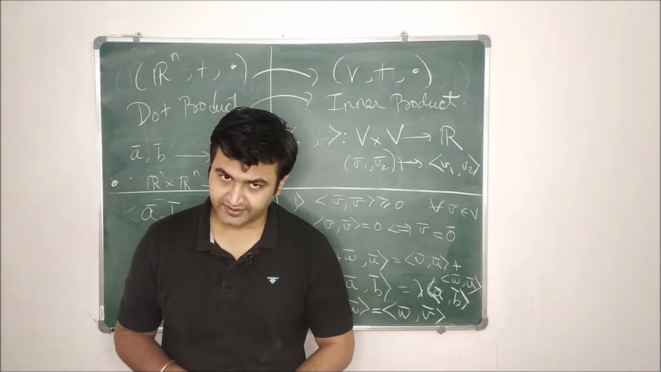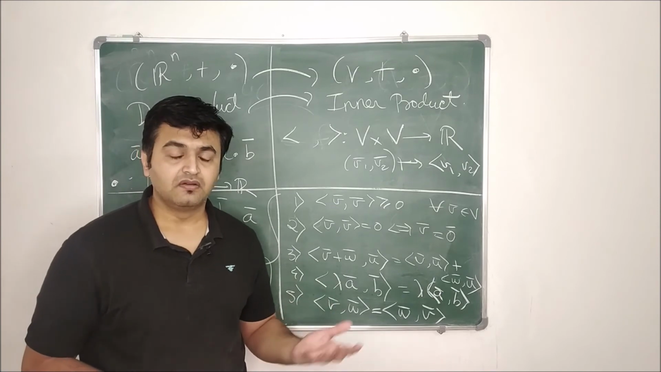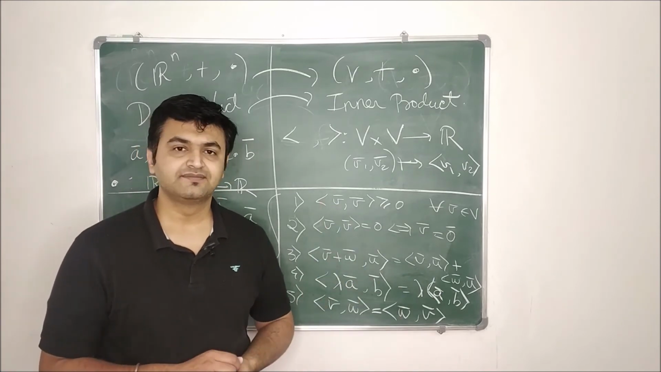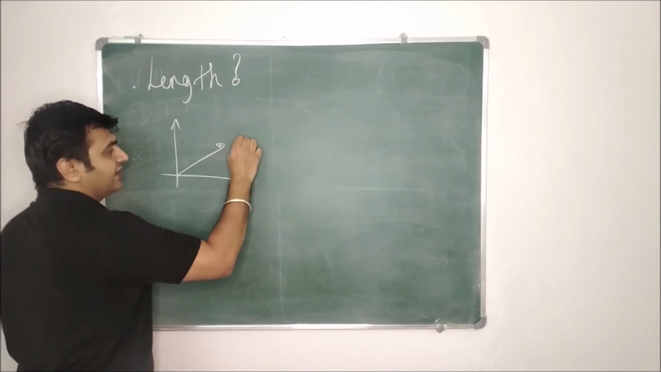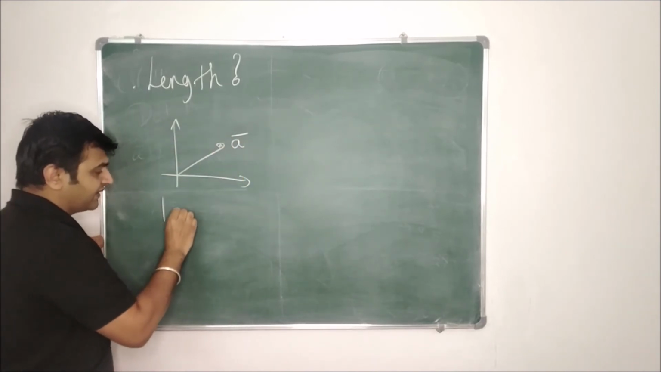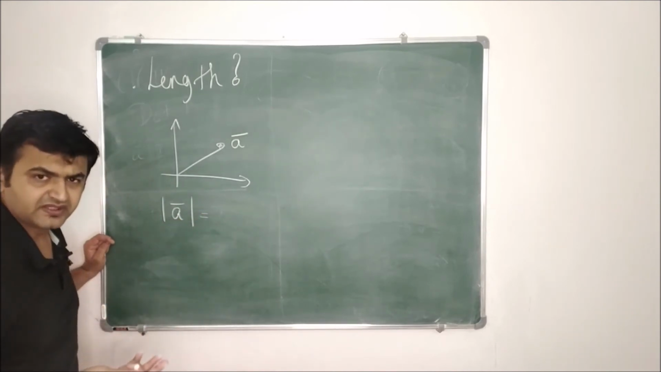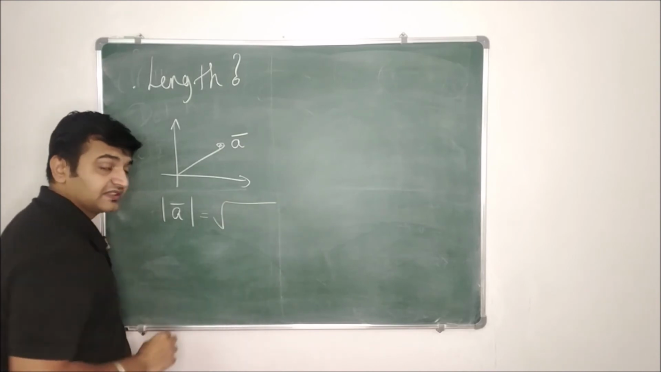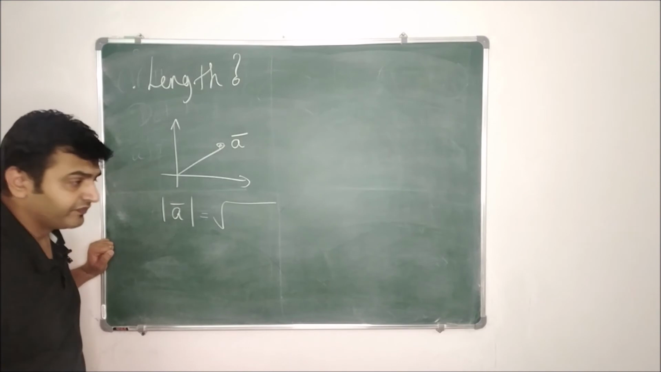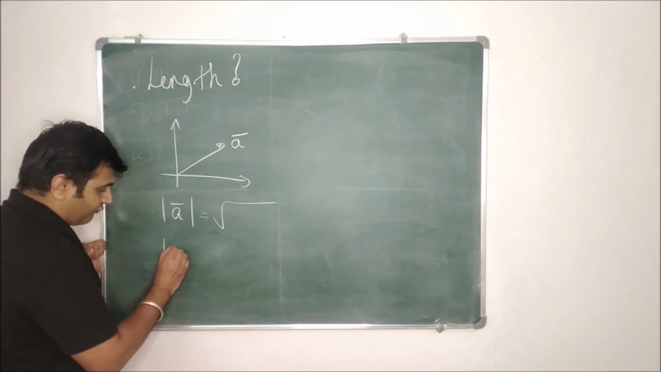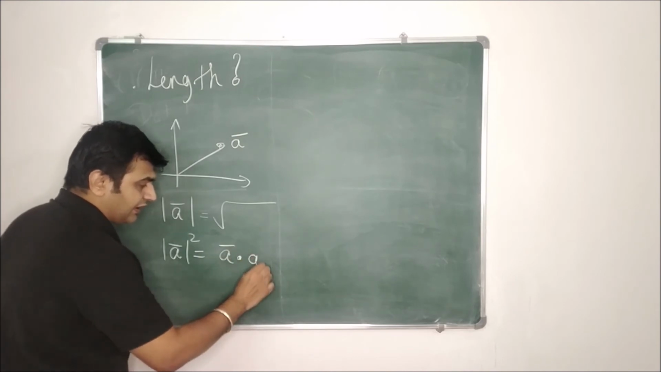And after angle, what is the next obvious thing you can ask? The obvious thing is one can ask about the length of the vector. If this is my A bar, the question is what is the length of A? Here we know that there are plenty of distance formulas. The standard is the Euclidean distance formula. If your A bar is x comma y, this is x square plus y square. In terms of dot product, your mod A square is nothing but A bar dot A bar.